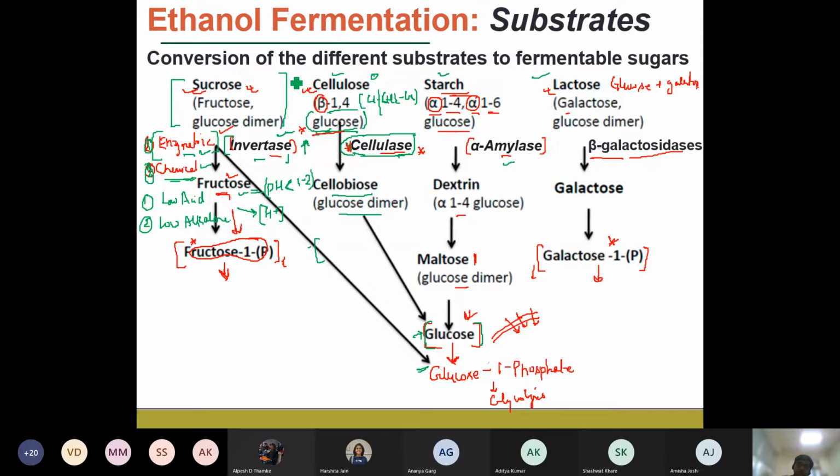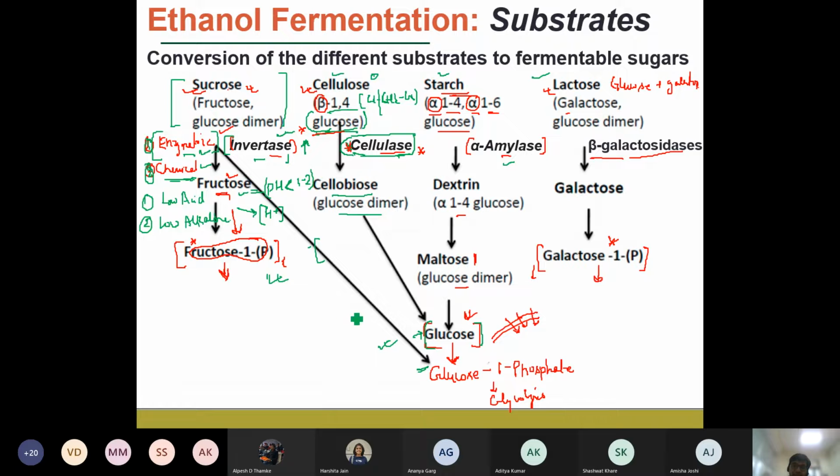So generally, if you are using different agricultural products or any lignocellulosic sources, they have to be converted back into monomeric sugars like glucose and fructose. Only then can they be consumed by the microorganisms and used for their metabolic activities.